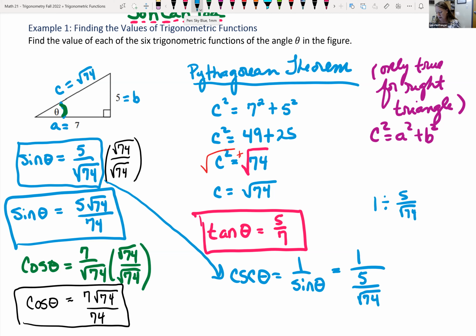For dividing fractions, you always copy down the first number. So in this case, 1 times the reciprocal of the second fraction, which is square root of 74 all over 5. So in this case, we get that cosecant theta is equal to square root of 74 all over 5.